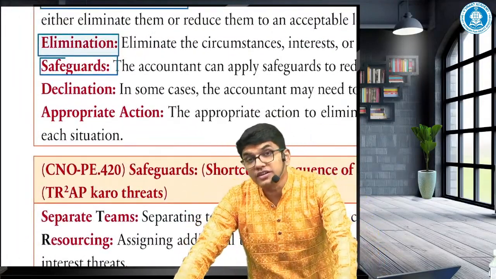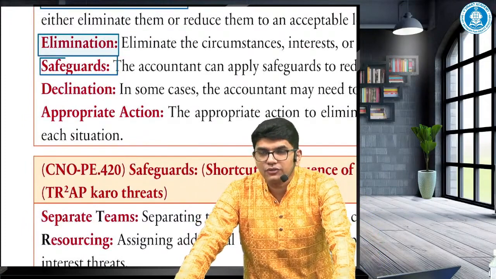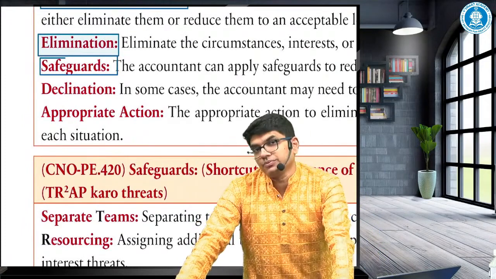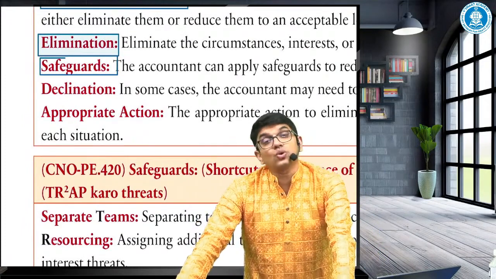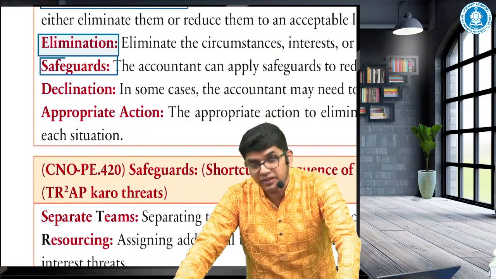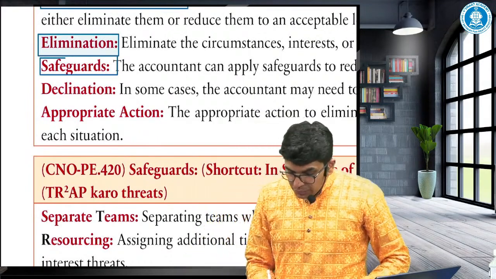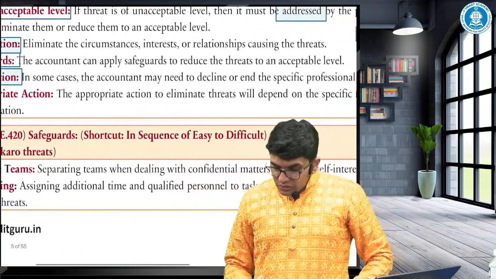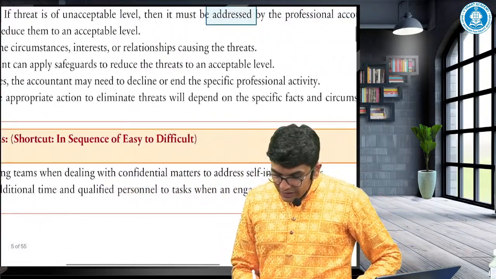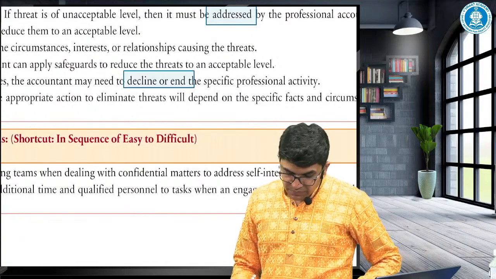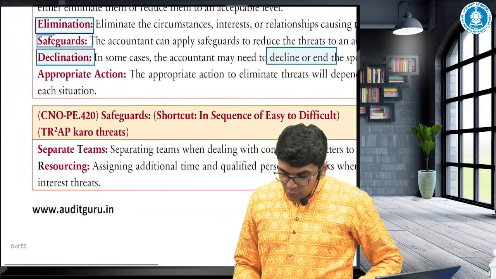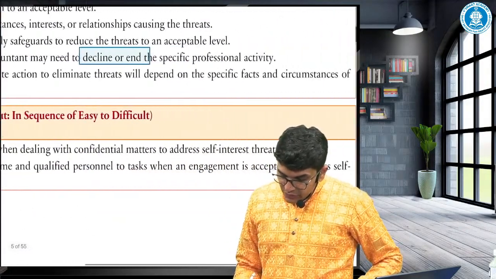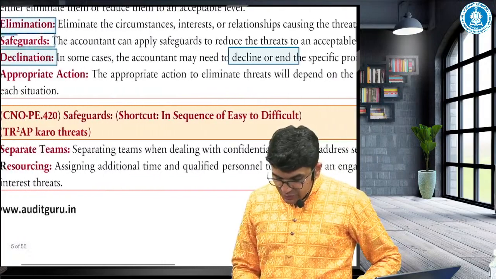If we can reduce the threat to an acceptable level, great. First try to eliminate it. If that is not possible, try to apply safeguards to reduce the threat. If even that is not possible, then withdraw from the assignment. In some cases, the accountant may need to decline or end a specific relationship. Appropriate action to eliminate threats will depend on specific facts and circumstances.